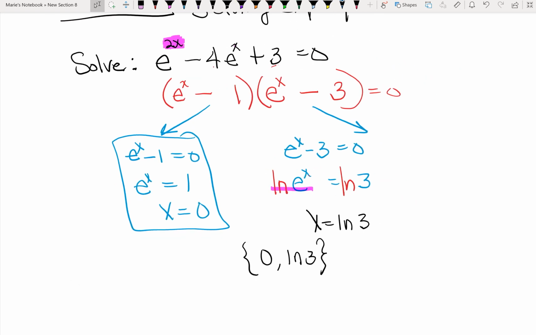The natural log and e are very unique numbers, and so play with it. When you solve for natural log 3, by the way, natural log 3 is approximately 1.10. Any questions? This is a good time to ask.